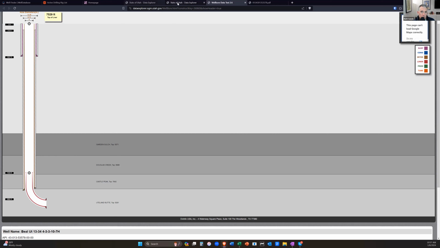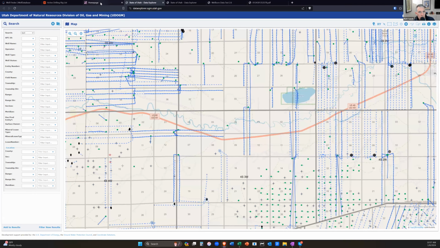If there's multiple wells in that spacing unit, you can click on each of those and look at what depths and what formations they're going after. So really handy information, stuff that you should be able to do to figure out if you're getting paid correctly. So again, this is just an example using Utah. We'll cover other states in the future.